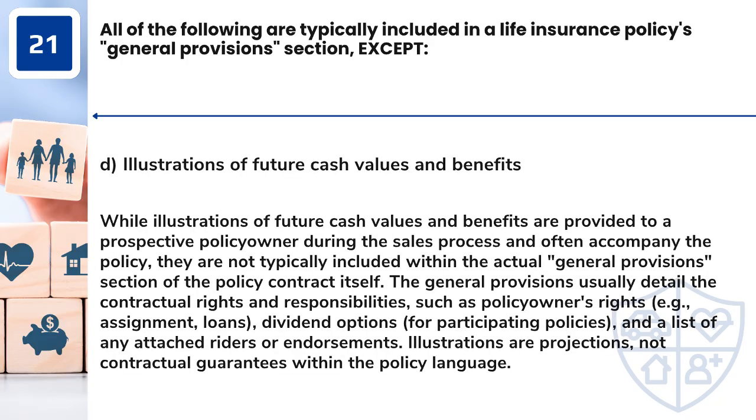Answer: D. Illustrations of future cash values and benefits. While illustrations of future cash values and benefits are provided to a prospective policy owner during the sales process and often accompany the policy, they are not typically included within the actual general provisions section of the policy contract itself. The general provisions usually detail the contractual rights and responsibilities, such as policy owner's rights, e.g., assignment, loans, dividend options for participating policies, and a list of any attached riders or endorsements. Illustrations are projections, not contractual guarantees within the policy language.